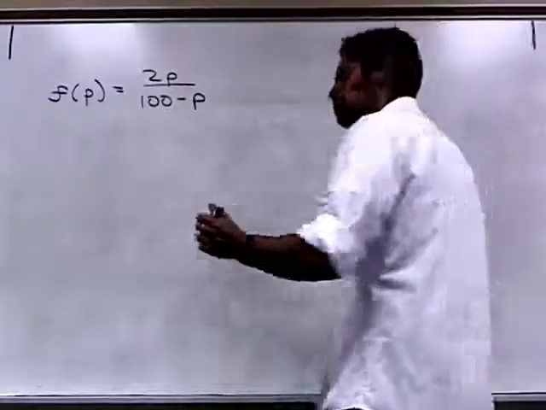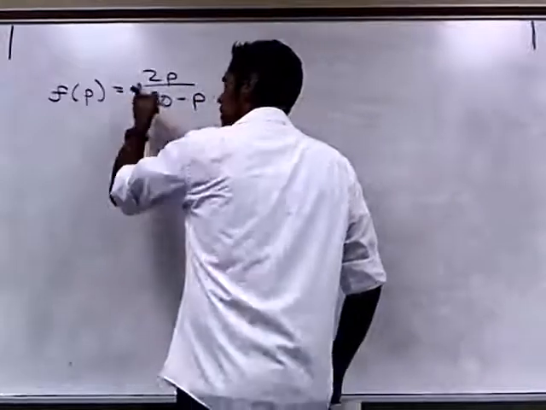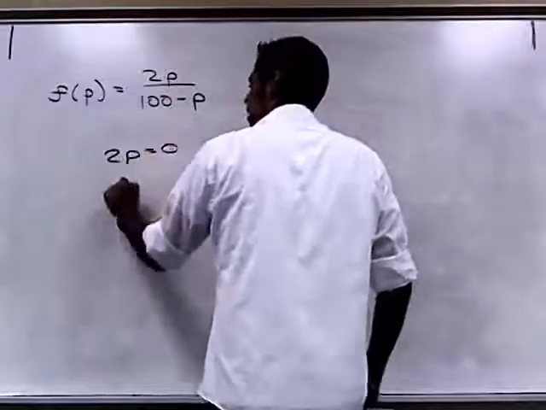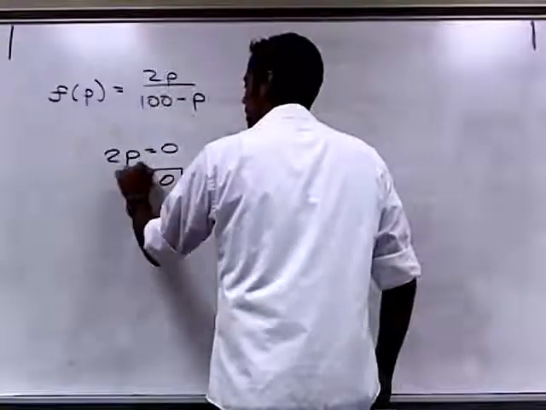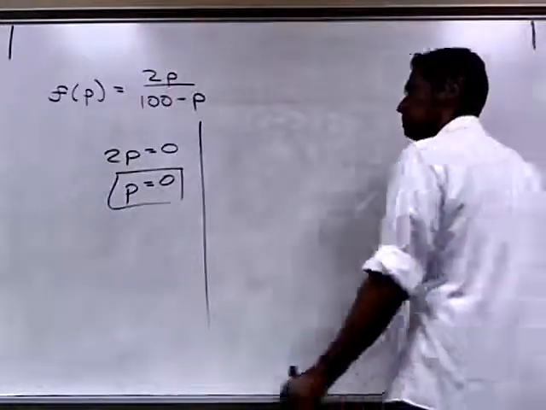X-intercepts first. How do you find x-intercepts? Set the top to 0. 2p equals 0. Well, that means p is 0. Divide both sides by 2. That's your x-intercept. Next thing, vertical asymptotes.